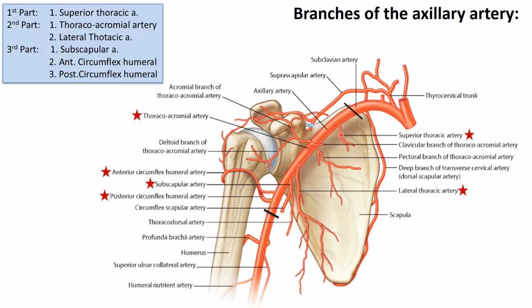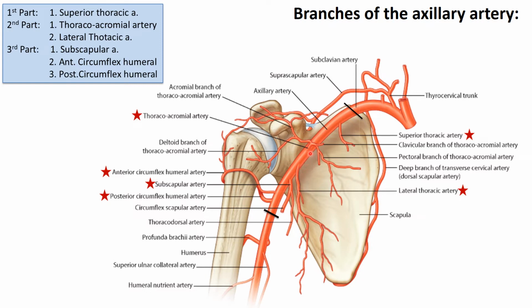Okay, so one branch from the first part, which is superior thoracic artery, and this attachment of the pec minor will be like this from here to here, and you can see two branches of axillary artery coming out from this particular area, which is second part of the axillary artery. They are the thoracoacromial artery and the lateral thoracic artery.